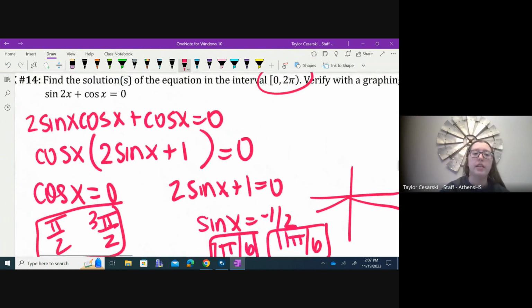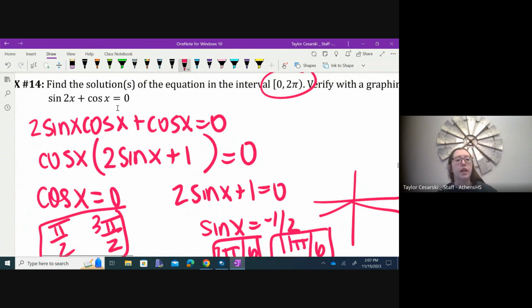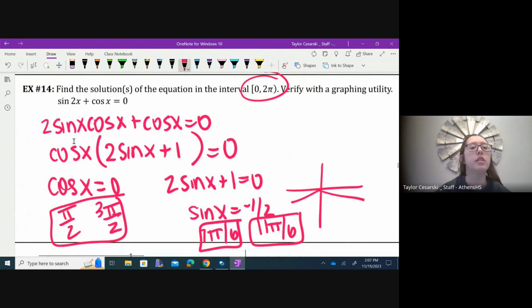So knowing your identities will help you to solve some of these more complicated equations. If I rewrite this, then it starts to look exactly like what we've already done.